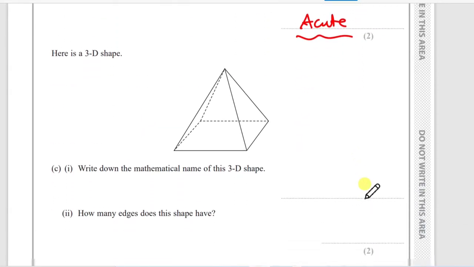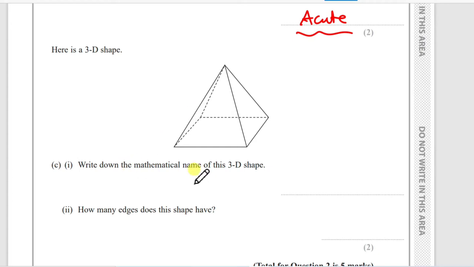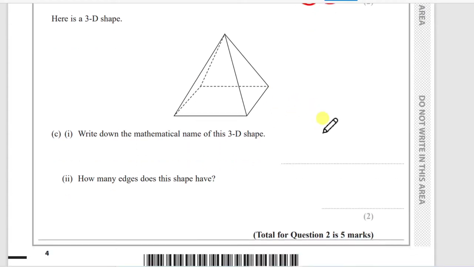Now, here is a 3D shape. Write down the mathematical name of this type of 3D shape. Well, the way I look at this, you've got a square at the bottom. It's a pyramid. It's literally just called a square-based pyramid. Yep, that's it. Square-based pyramid.